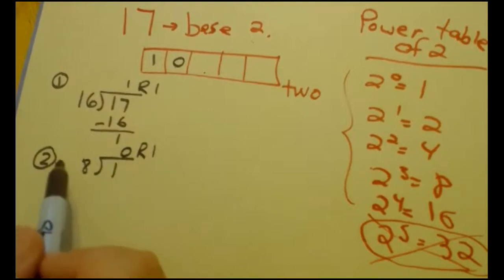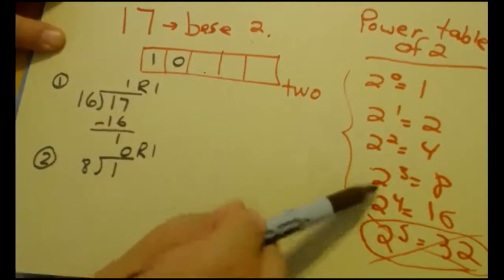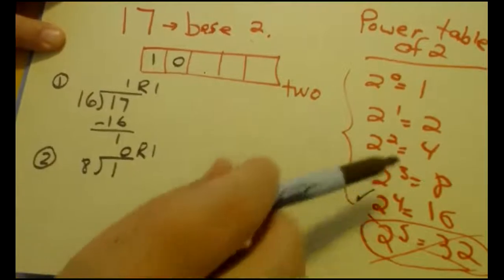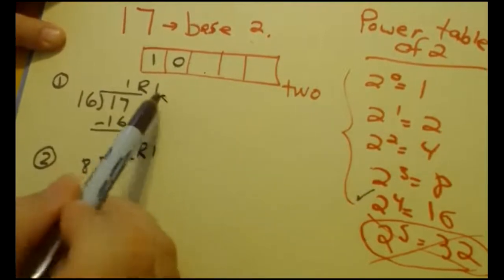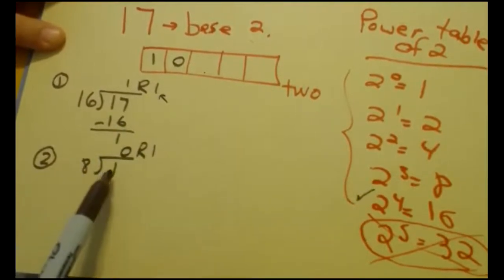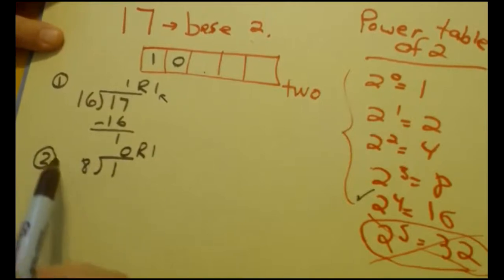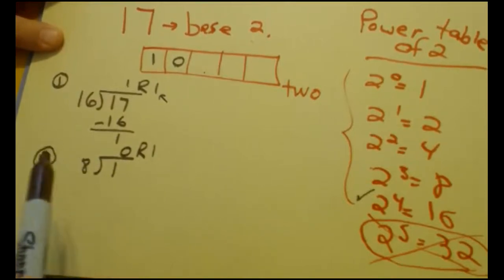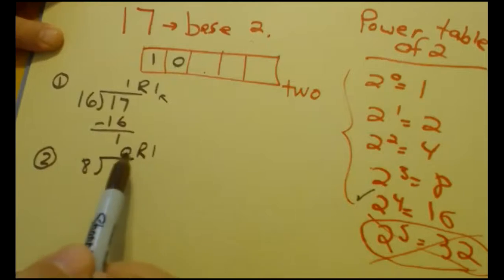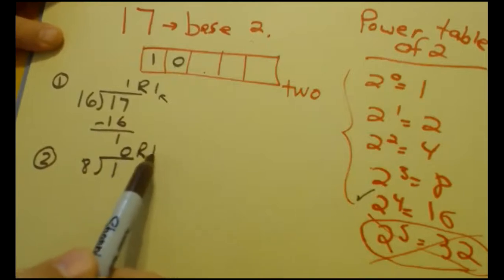Because what is step 2? Step 2 is I already did 16. Now I have to do 8. And I have to do 8 into this remainder here. So I'll put 8 into the remainder, and a theoretical idea pops up. What happens? How many times does 8 go into 1? The answer is 0. The remainder is 1.